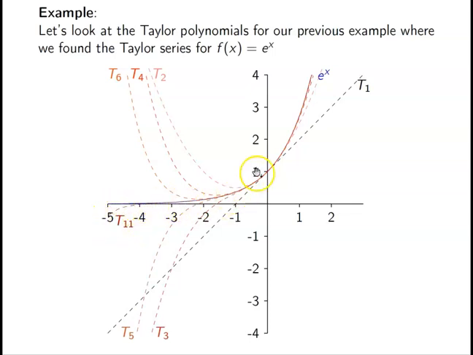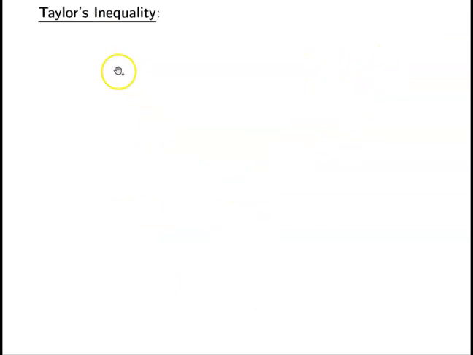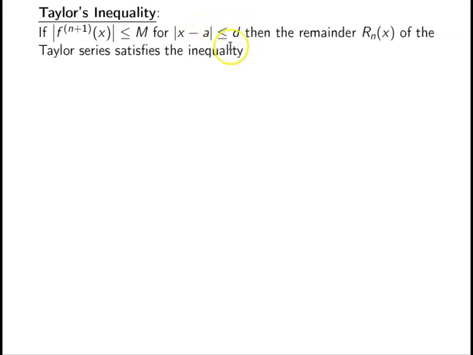So you can see I'm convergent for much longer than I am for T1, right? So that brings us to Taylor's inequality. If the absolute value of the n plus 1th derivative of my function is bounded, less than or equal to some constant value M, whenever I'm close to my point of interest, a, so if |x minus a| is less than some value d, then the remainder, Rn of x, of the Taylor series satisfies the following inequality.